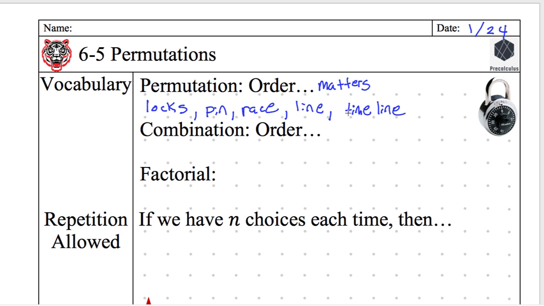All right, combination. If permutation was order matters, combination is order does not matter. Let me give you one example. Let's say I am at the pizza place and I'm choosing pizza combinations. Does it matter that I said pepperoni before pineapple? It does not matter. So, pizza toppings.